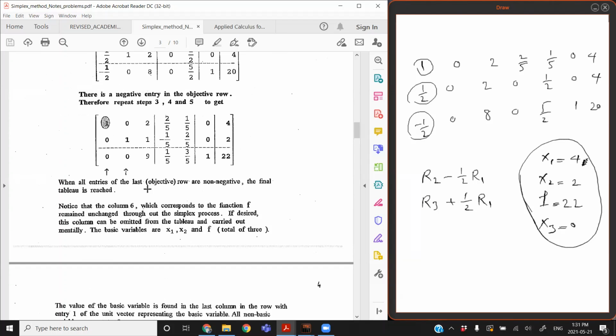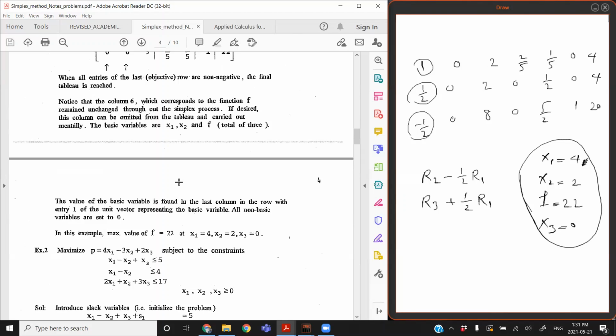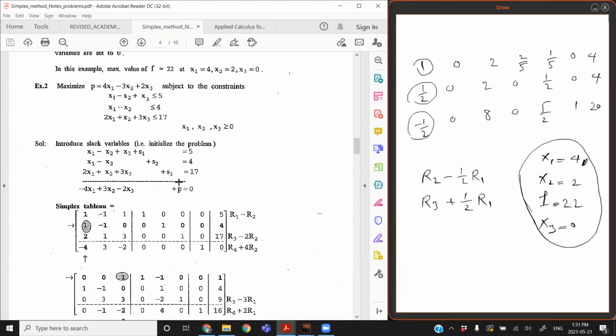So when do you know when exactly you have to stop? You stop when you have no negative numbers here. If you have no negative numbers here, you know that you can stop and you can read the answer. Are we good? Okay, let's look at this other example. Example 2.